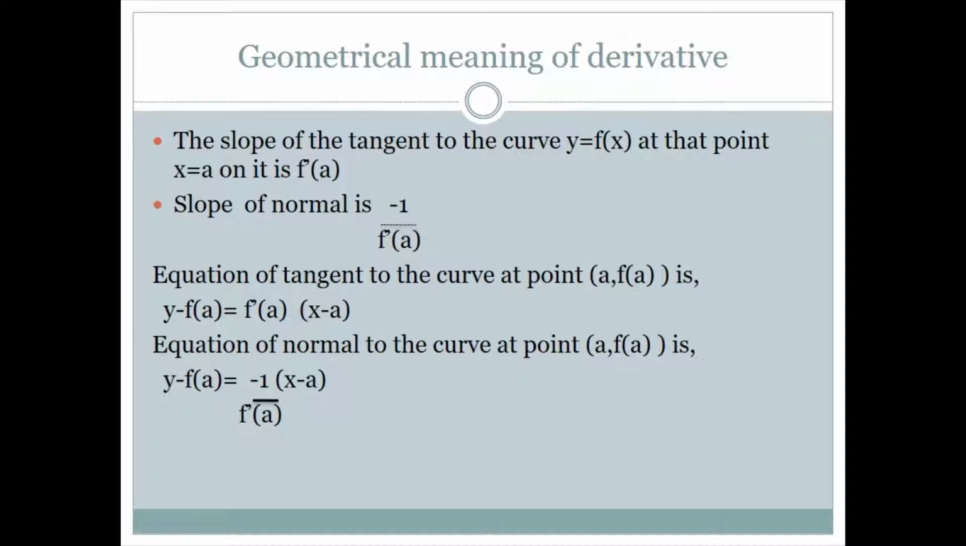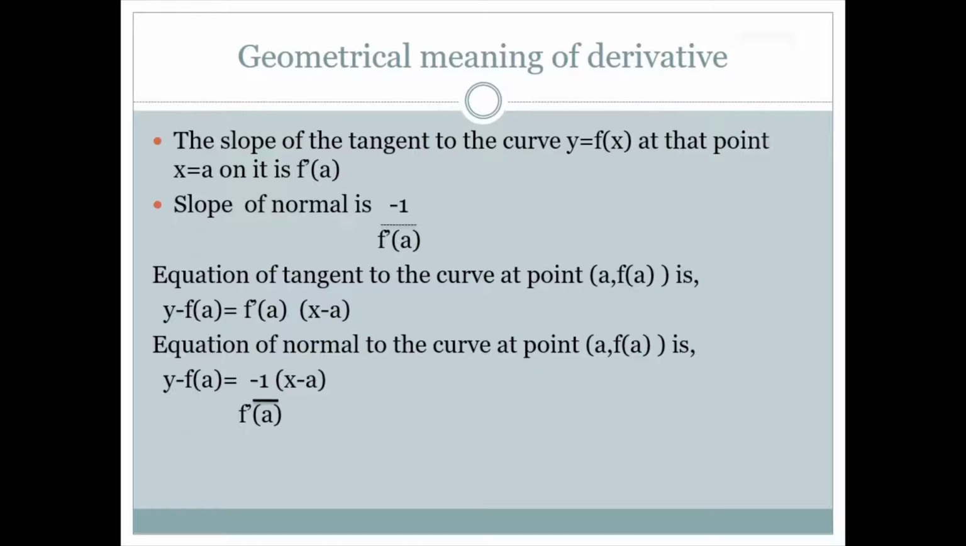We know the slope point form: y minus y1 is equal to m into x minus x1, where m is the slope and x1, y1 are the points. Using the slope, the equation of the tangent, we can find the equation of the normal: y minus f of a is equal to minus 1 upon f dash of a into x minus a. Here only the slope changes, the points are the same.